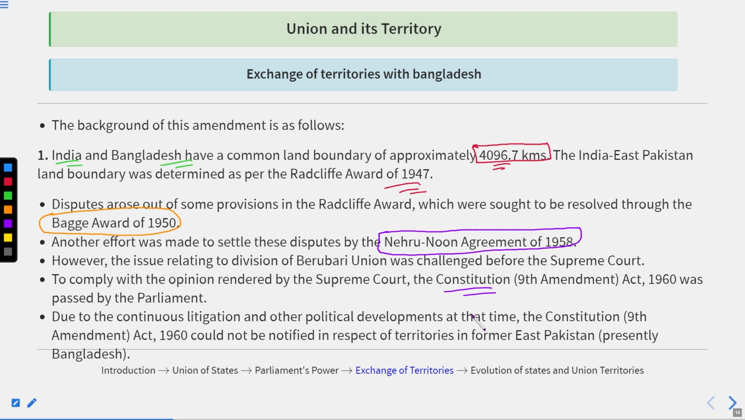All right. So basically, Berubari, which used to be in West Bengal, was given to Bangladesh. But the other disputes which we had seen, like the 11 enclaves, could not be resolved by the Ninth Amendment Act 1960 because there were so many political developments and legislation. All right.